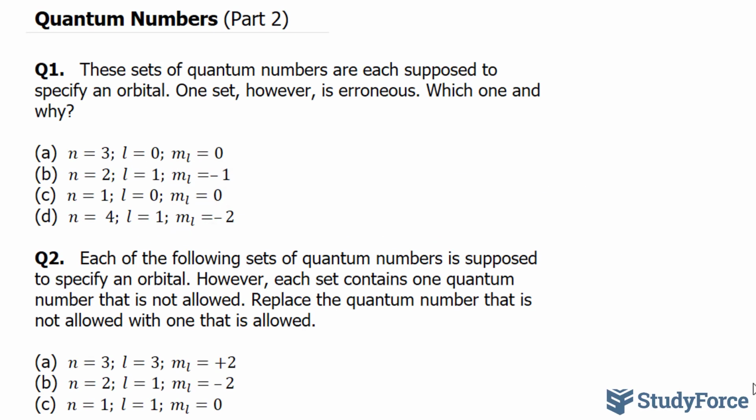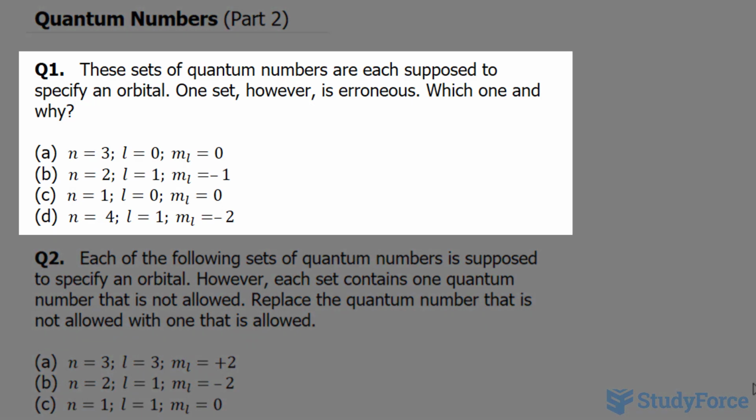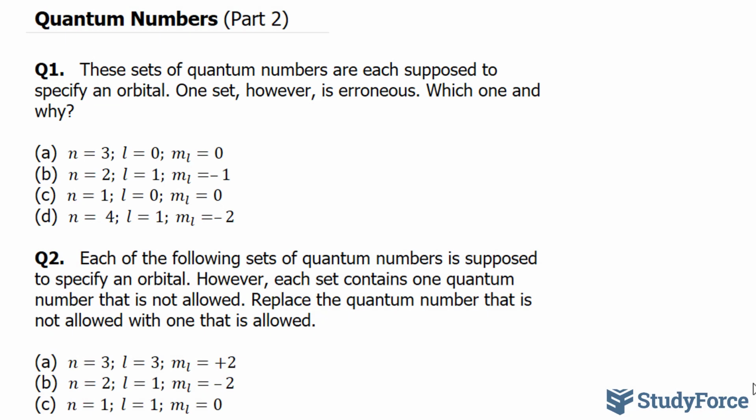In part 2 of this lesson, we have two more questions related to quantum numbers. In the first question, we're asked, these sets of quantum numbers are each supposed to specify an orbital. One set, however, is wrong, erroneous. Which one and why? So let's go through all four of these options and see which one is wrong.